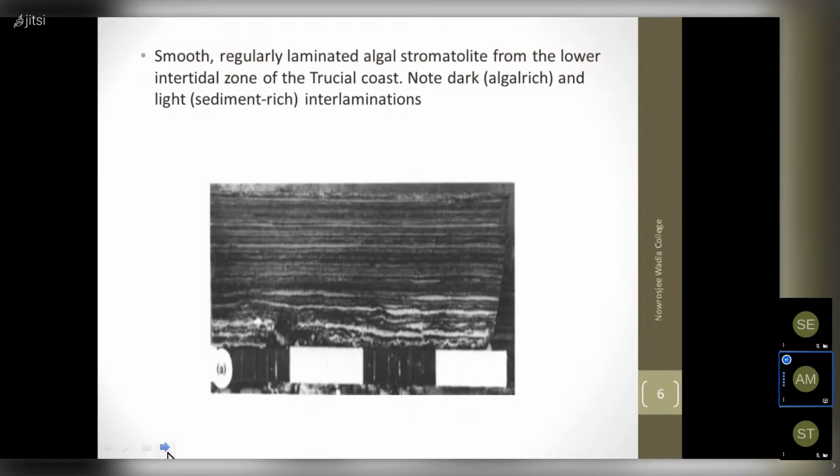Okay, here is our first figure, which is figure A, showing a smooth, regular, laminated algal stromatolite. We can observe here some dark and light variation within the figure. The light ones indicate sediment rich, while the dark ones are algal rich, and it occurs in lower intertidal zones.